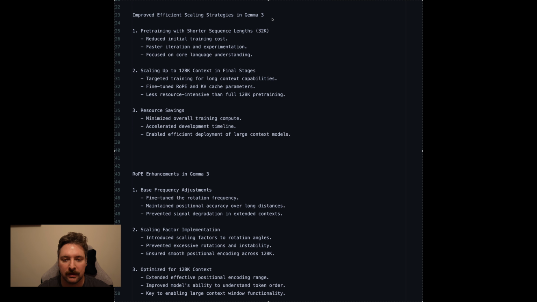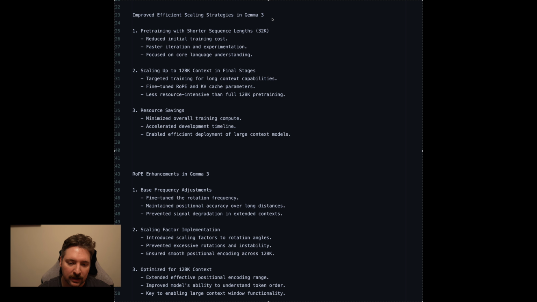All right. Now, efficient scaling strategies. This is another way that we can go up to 128K. So anyone out there that's thinking about training their own model, you should consider these same problems and solutions that Google went with. So number one, they pre-trained on shorter sequence lengths. Okay, fine, not a big deal. Second, they then scaled up to 128K context in final stages. They didn't start with 128K. So we talked about how there's this O(n) squared type quadratic cost. So if you can train on smaller lengths and get the same results, you're going to want to do that.